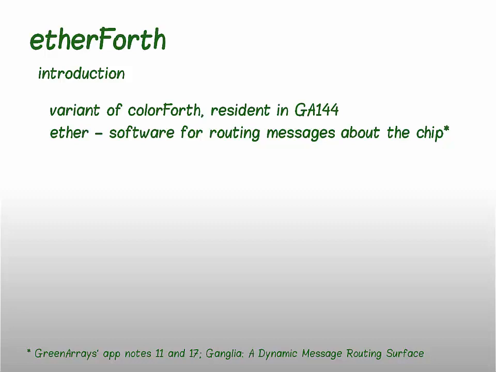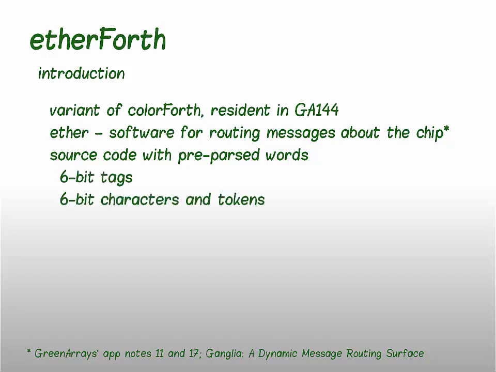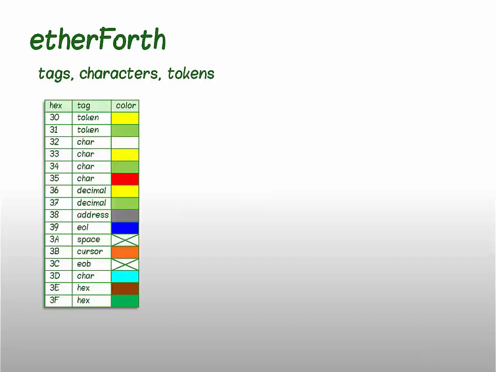As with ColorForth, tags are used to identify pre-parsed words in source code. In contrast to classic ColorForth Shannon-coded characters, etherForth uses 6-bit characters preceded by a 6-bit tag. It also uses 6-bit tokens to indicate F18 instructions. There are already some modifications made to tags and token assignments, so this table is slightly different from the original. The table shows that tags have two most significant bits set high. Tags define in what color the following word should be displayed. Some tags, such as space and end of block, have no color.